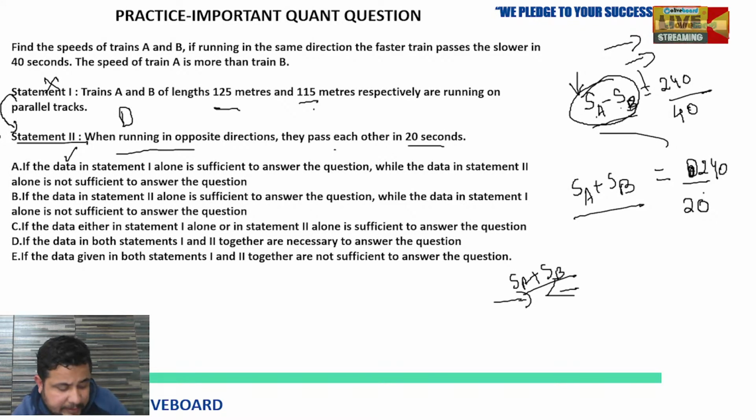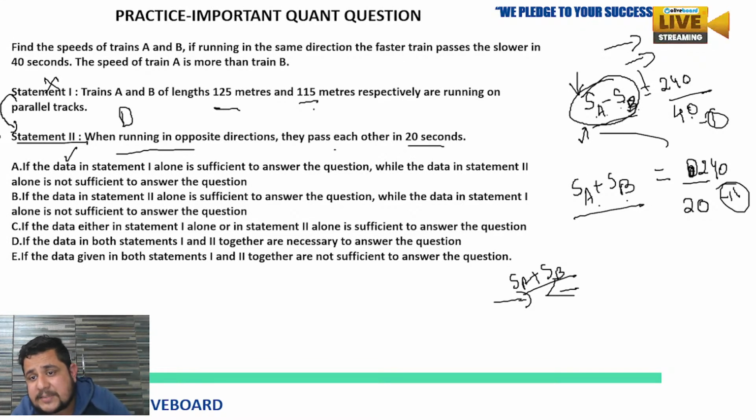Are you getting the point? So one equation is what? SA minus SB means the speed of train A and the speed of train B. Their difference is equal to 240 upon 40. This is equation 1. And this is equation 2.